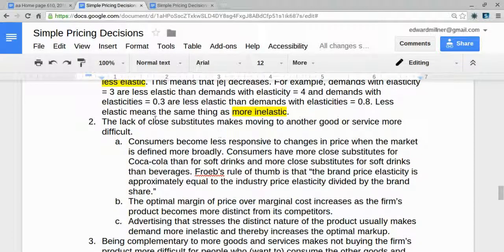Now, why does the lack of close substitutes make the demand less elastic? The reason is that the lack of close substitutes makes moving to another good or service more difficult. Consumers become less responsive to changes in price when the market is more broadly defined. They have more close substitutes for Coca-Cola than for soft drinks, and more close substitutes for soft drinks than for beverages. Frobe's rule of thumb is that the brand price elasticity is approximately equal to the industry price elasticity divided by the brand share.